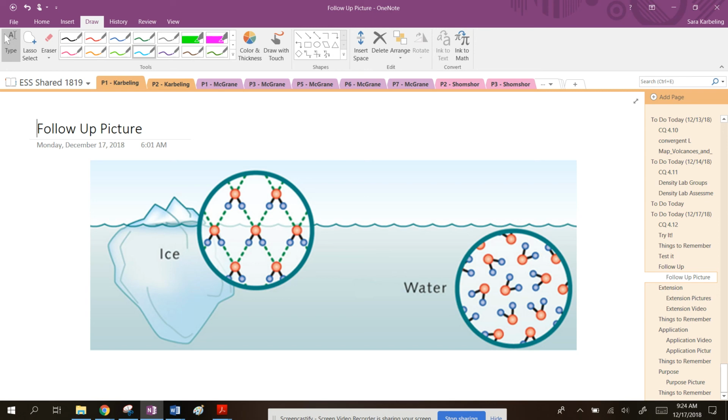And what did we talk about at the beginning of the day? Haley was talking about this. Which one of these is more dense? Water.